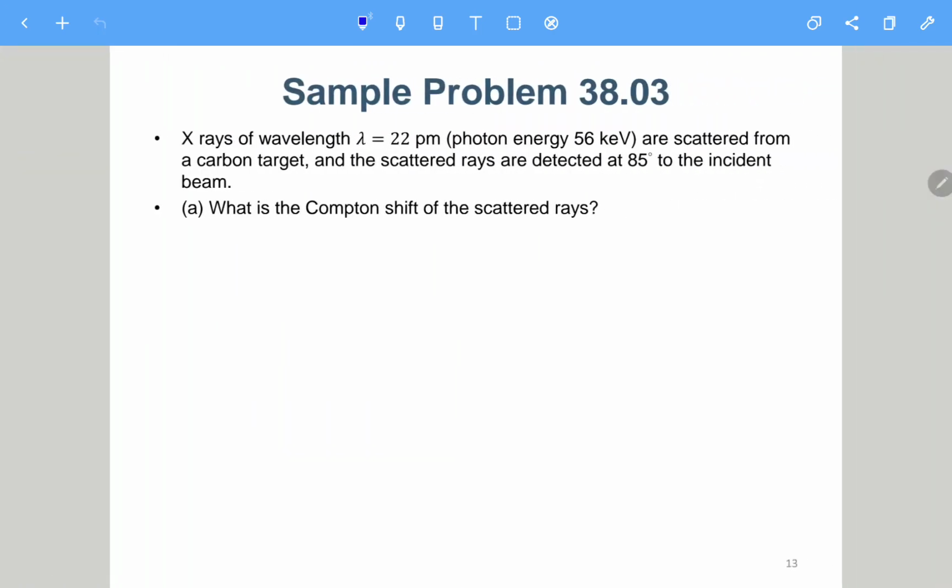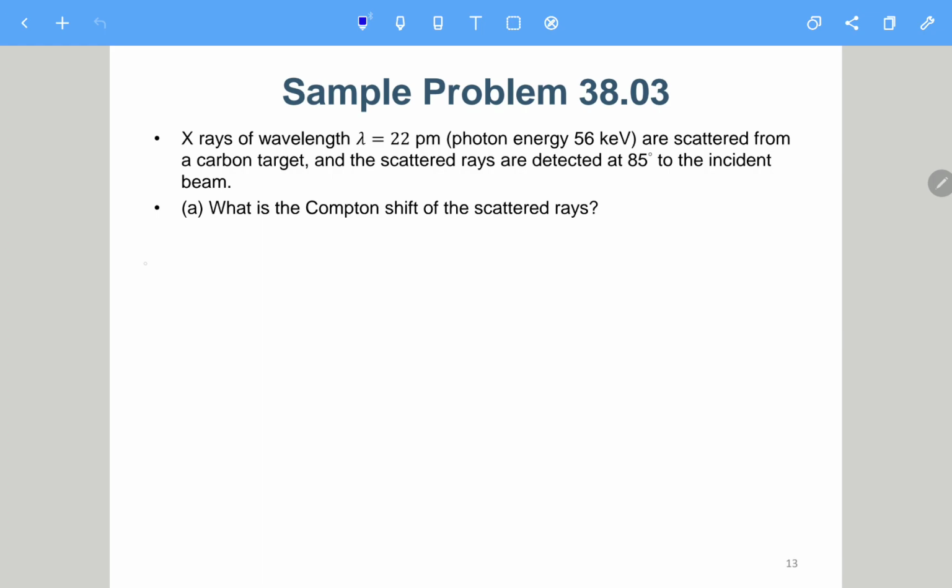Okay, so here we have a sample problem. X-rays of wavelength lambda equals 22 picometers, photon energy 56 keV, are scattered from a carbon target, and the scattered rays are detected at 85 degrees to the incident beam. What is the quantum shift? Quantum shift means the delta lambda of the scattered wave.